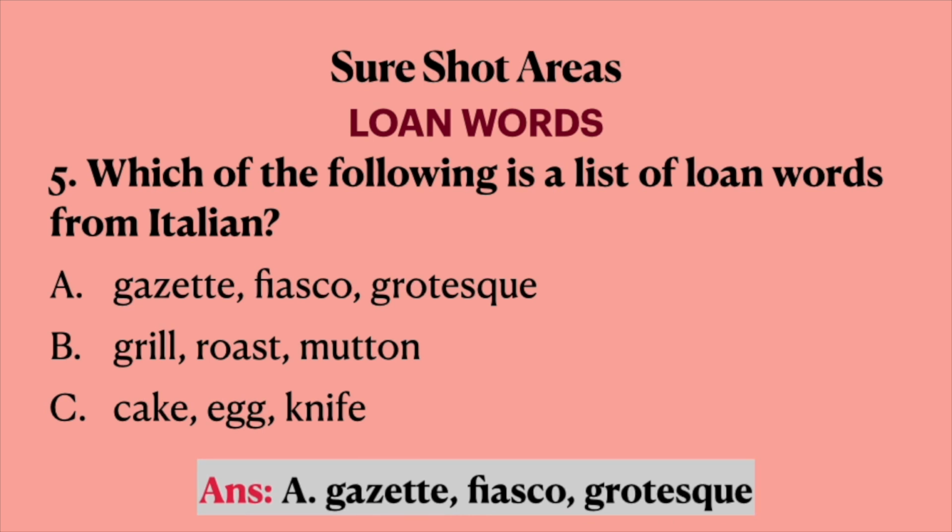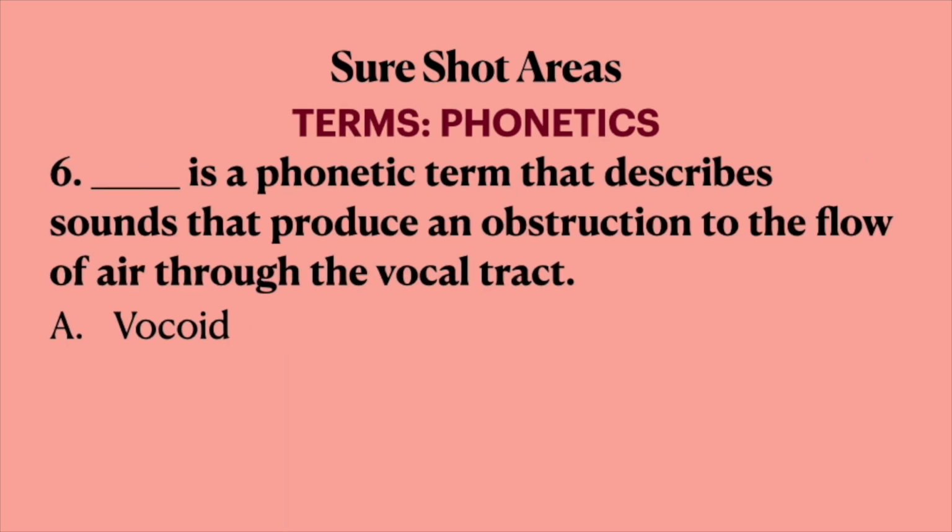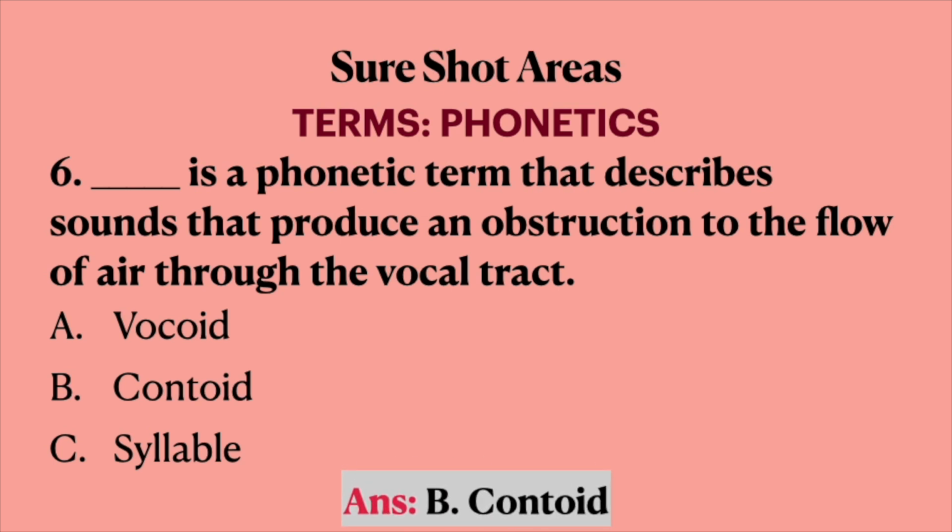Now, we'll have a question from phonetics. Dash is a phonetic term that describes sounds that produce an obstruction to the flow of air through the vocal tract. Dash is the term that describes obstruction to the flow of air. What are the options? The options are A. vocoid, B. contoid, C. syllable. The answer is contoid. I think ma'am will explain to us about contoid, vocoid and syllable. That's an easy one.